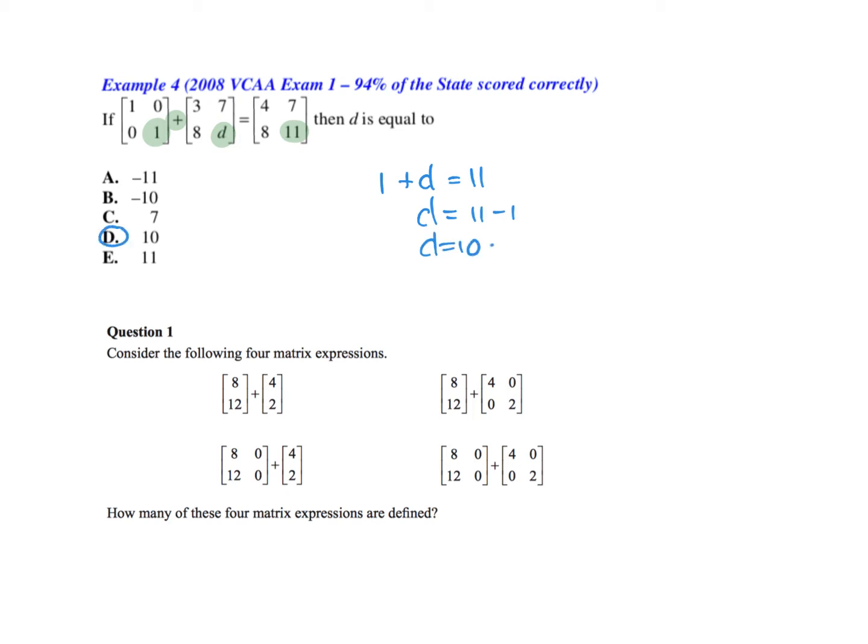So that's pretty easy. Consider the 4 matrix expressions. How many of these 4 matrix expressions are defined? Defined means you can do the calculation. So remember what I just said before. You have to have the same order. So this one you can, can't you? Because it's a 2 by 1 with a 2 by 1. This one I can't do, can I? Because they're different orders. And I can't do this one, but I can do this one. So how many of them can you do? The answer would be 2.